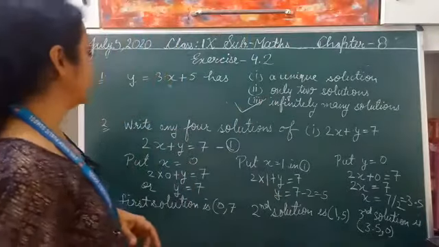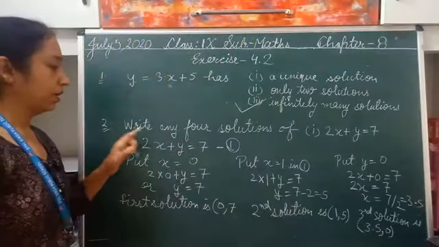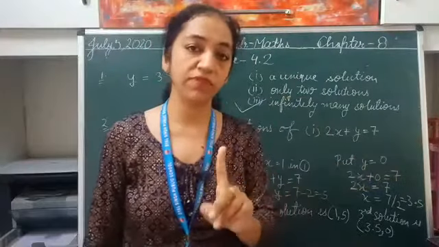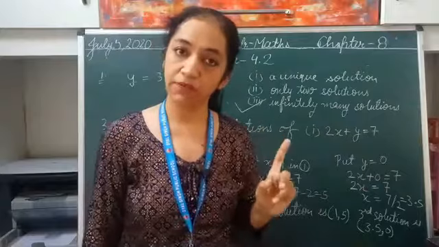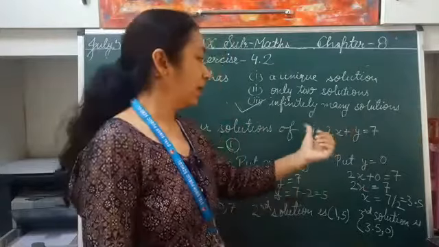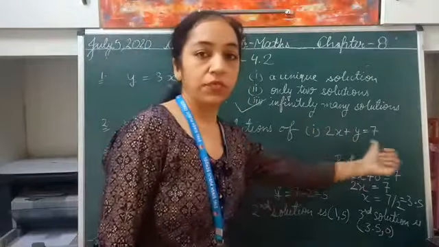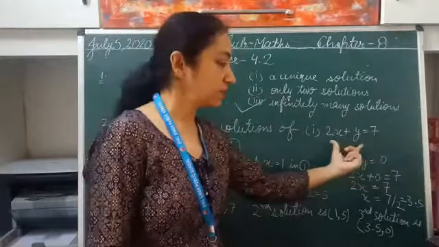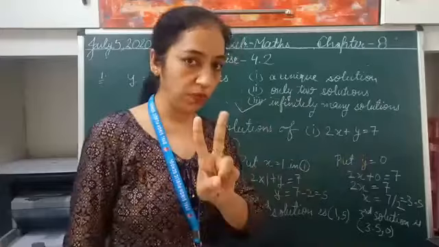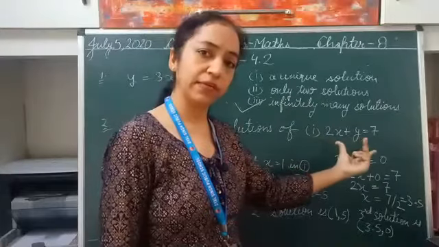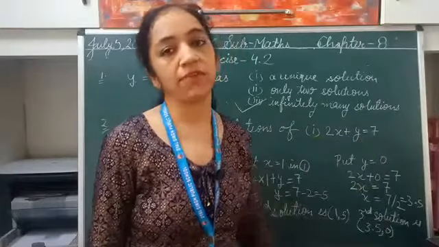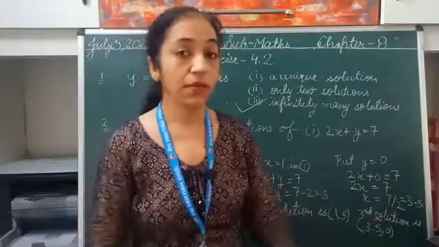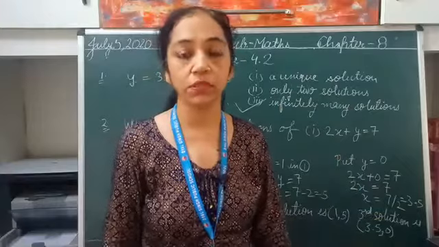Now we are coming to the second question. Write any four solutions of each of the equations. You are given one equation, three parts are given. I have taken the first part. In this equation, how many solutions will there be? Again, this is one equation in two variables. So there will be infinitely many solutions, and we just have to write only four solutions out of those infinite solutions. So how will we find the solutions?